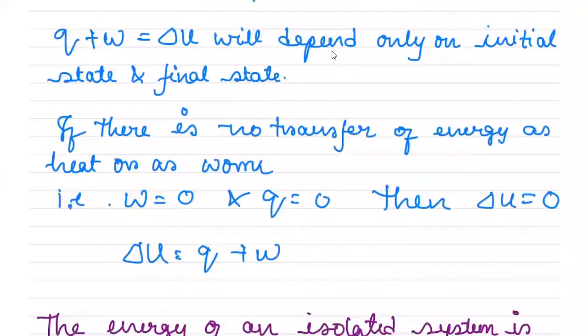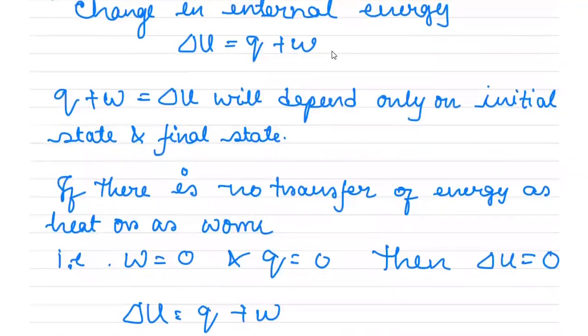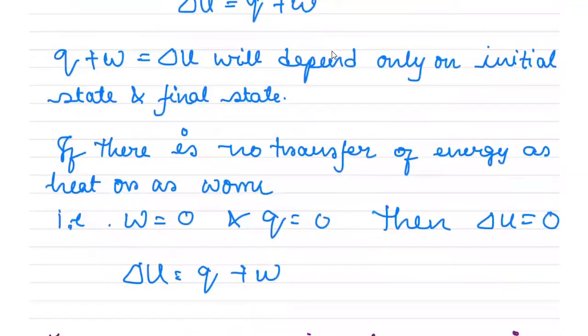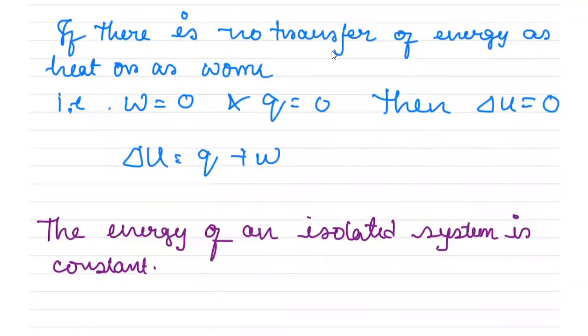Now, if there is no transfer of energy as work, then work done will be 0. And if there is no transfer of heat, then Q equals 0. So if W equals 0 and Q equals 0, then delta U is also equal to 0. Right? Yes or no? Yes, ma'am.